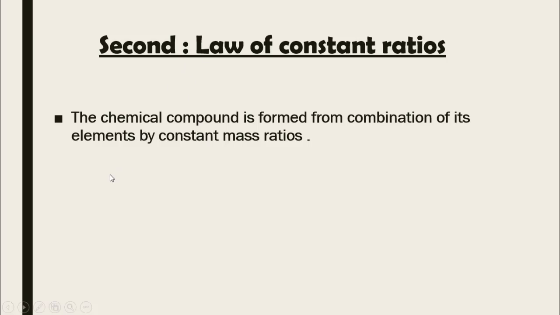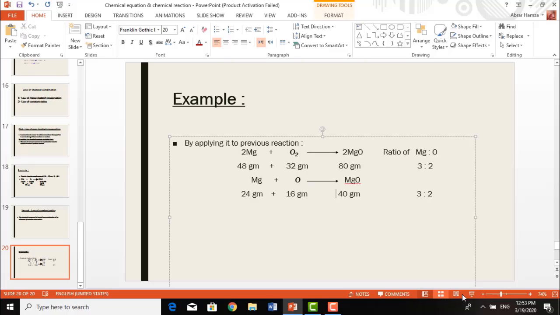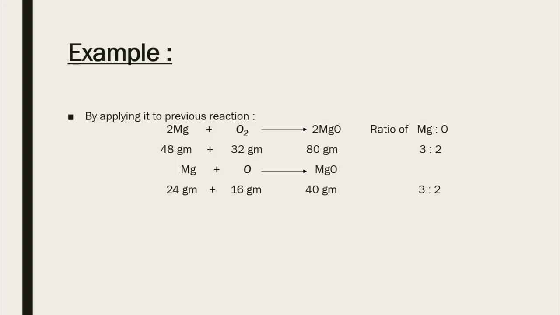Number 2, the law of constant ratios. The law of constant ratios states that a chemical compound is formed from the combination of its elements by constant mass ratios. By applying the law of constant ratios to the reaction between magnesium and oxygen to form magnesium oxide several times with different masses, we notice the following results.